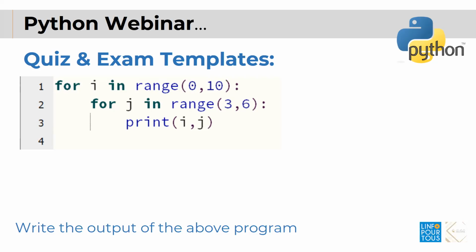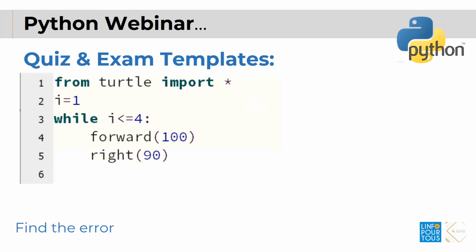So here, the values that will be printed are 0 3, 0 4, 0 5, 1 3, 1 4, 1 5, 2 3, 2 4, 2 5, to reach the value 9 for i: 9 3, 9 4, 9 5. This is the role of the program. And believe me, if you give this example to your students and they are able to answer it correctly, that means that you achieved your mission of implementing the coding concept for your students.